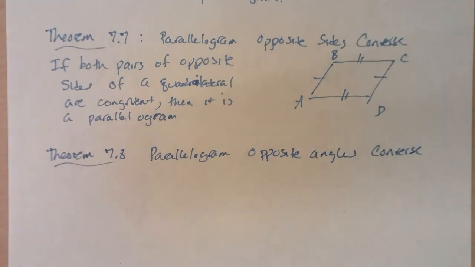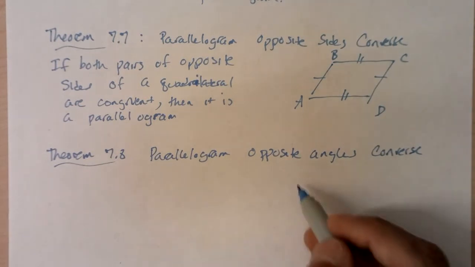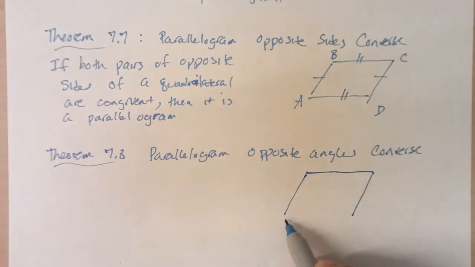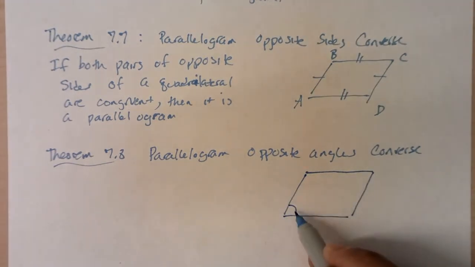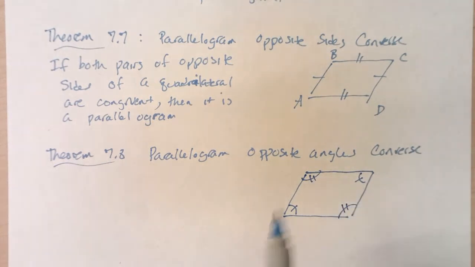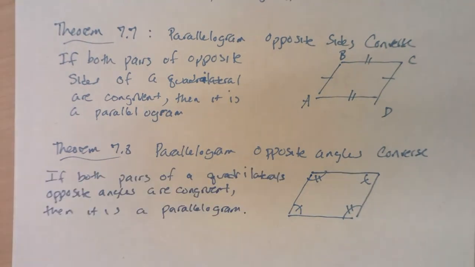Going back to the parallelogram opposite angles theorem, it states if the quadrilateral is a parallelogram, then opposite angles are congruent. So the converse of that is if a quadrilateral has two pairs of opposite angles congruent, like I'm showing here, then the quadrilateral is a parallelogram. There we have the parallelogram opposite angles converse written out in words.